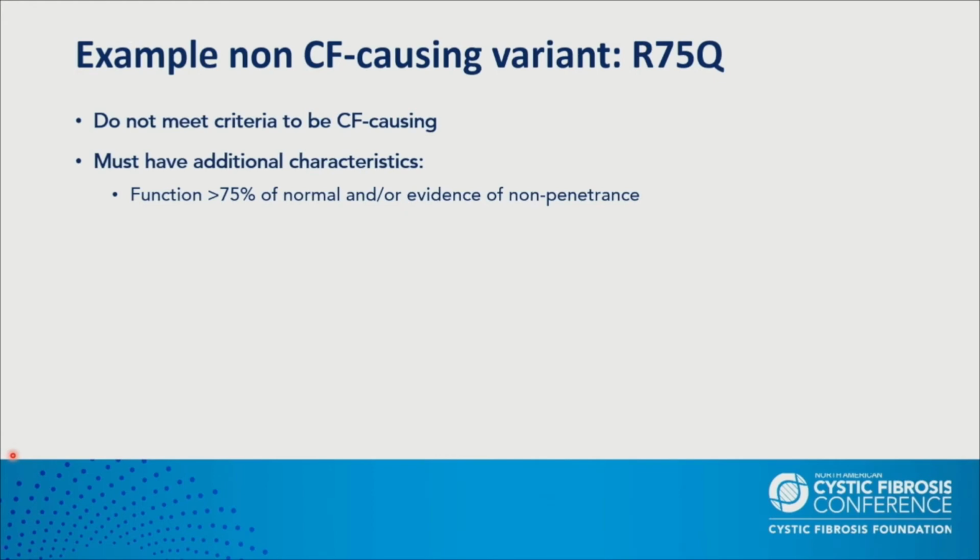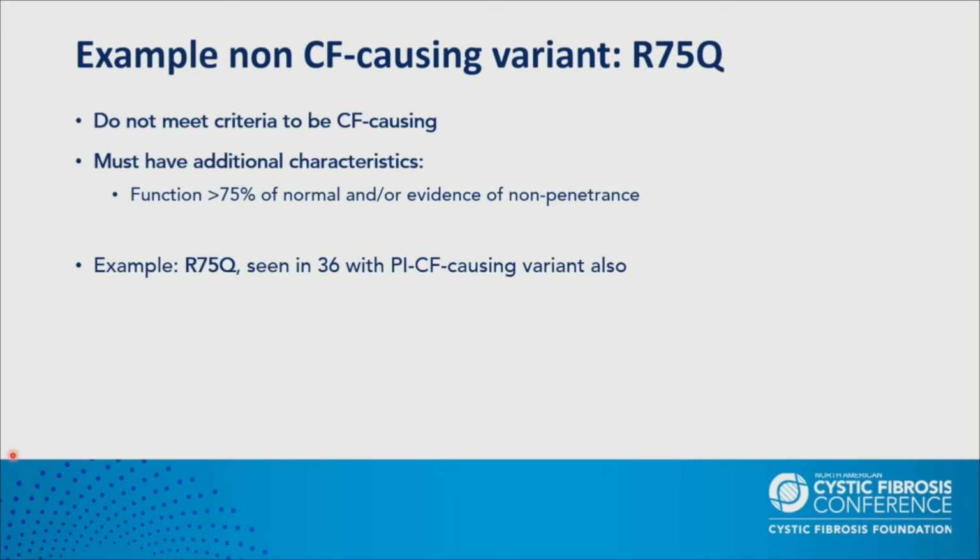Where it gets a little bit more complicated is calling something non-CF causing. These variants don't meet all the criteria to be CF causing, that part should be fairly obvious, but they also have to have some additional characteristics. So either a variant that we call non-CF causing has to have function of at least 75% or more, or evidence of non-penetrance. And I'm going to go through an example of this. I keep throwing out that term, but I'm going to hopefully drive it home.